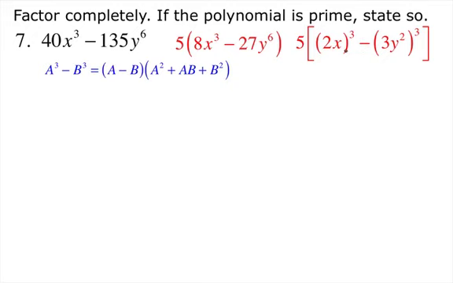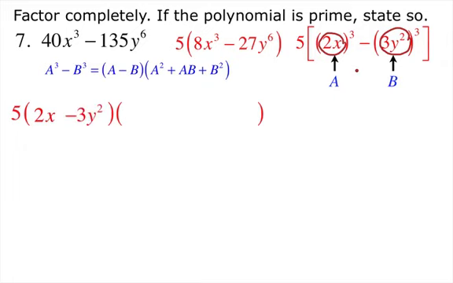So now I recognize that this is going to be my a, 2x. This is going to be my b, 3y squared. So then I apply the formula. First, I'm going to write the 5, and then I'm going to write the binomial. The binomial is just 2x minus 3y squared. Now I'm going to write the trinomial.